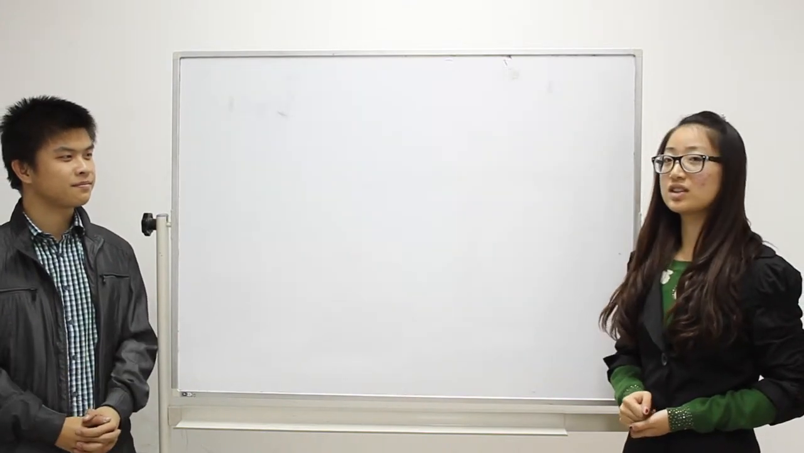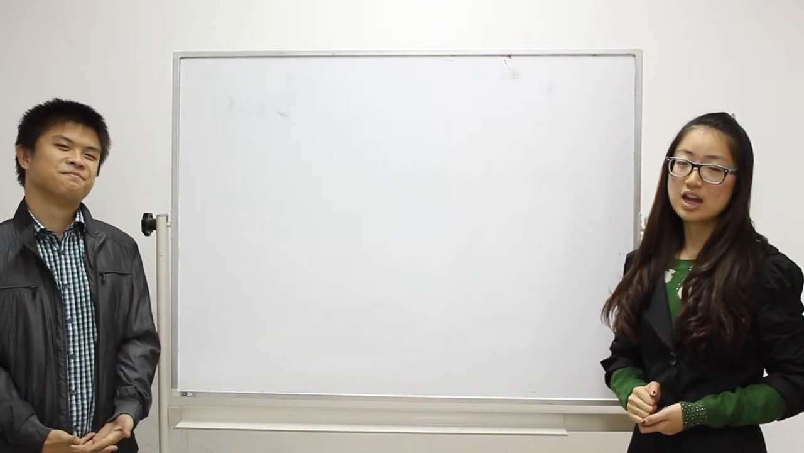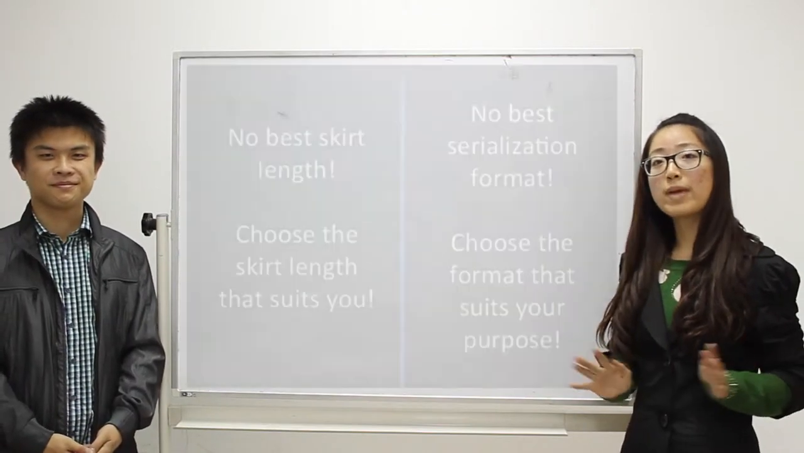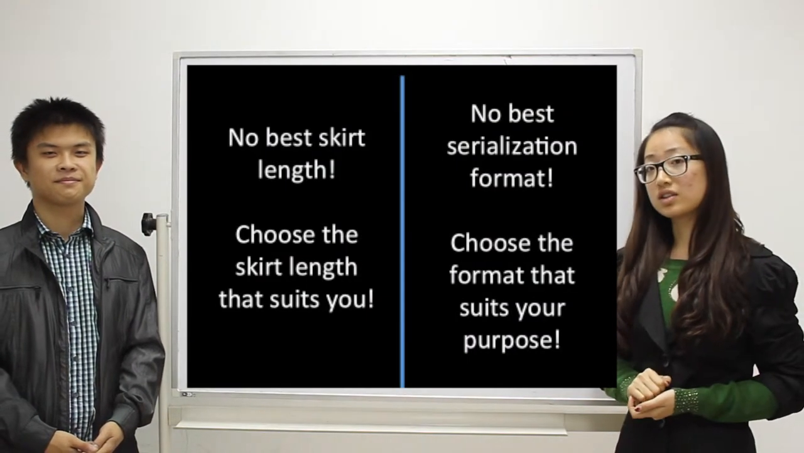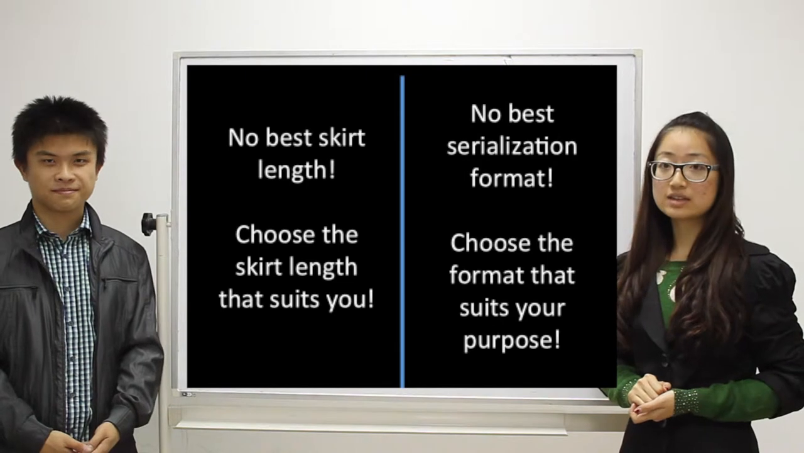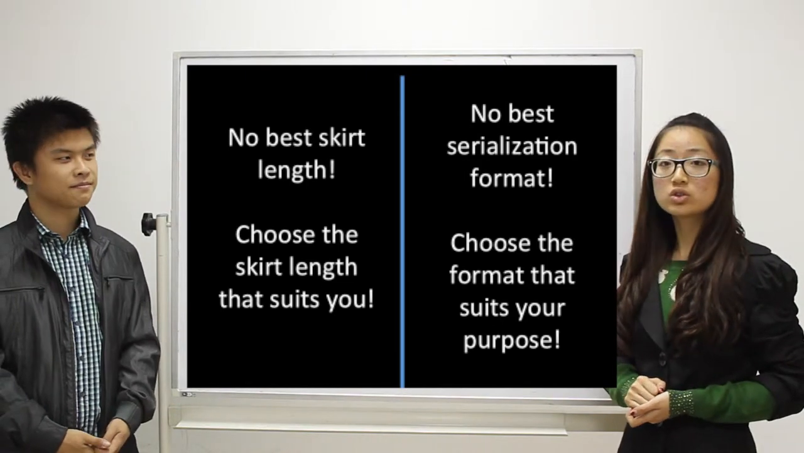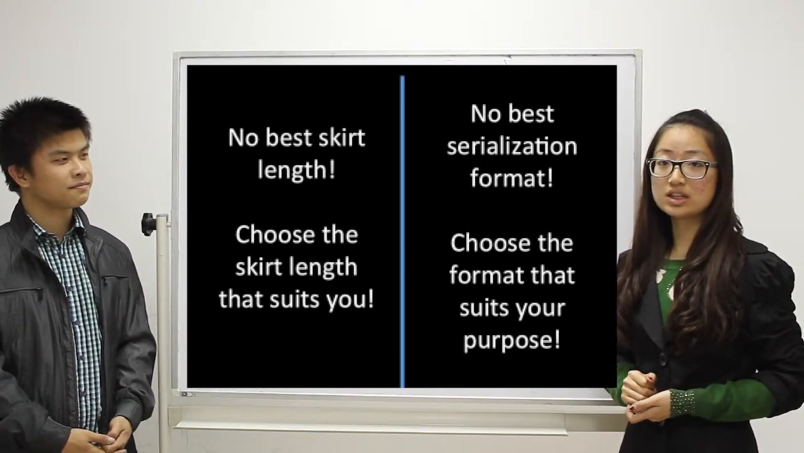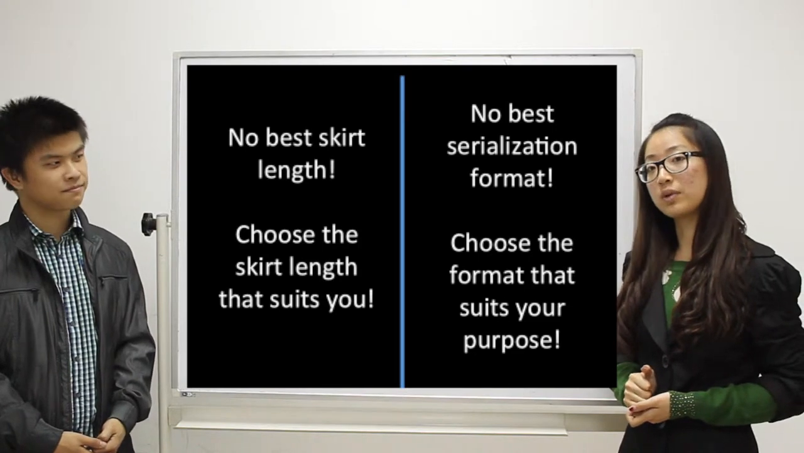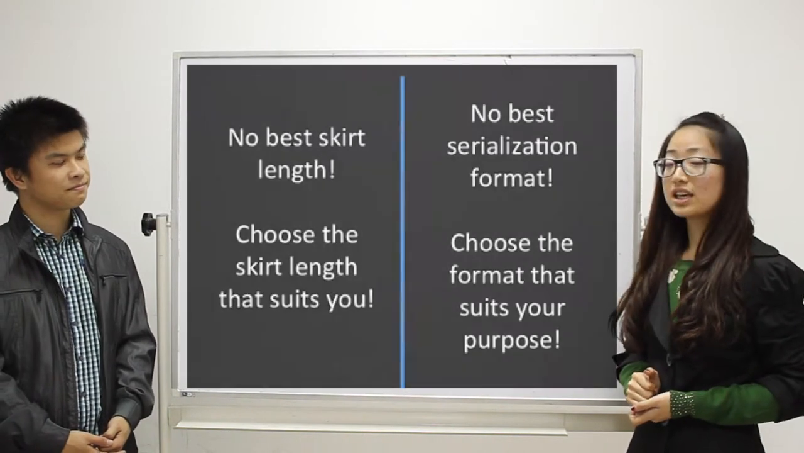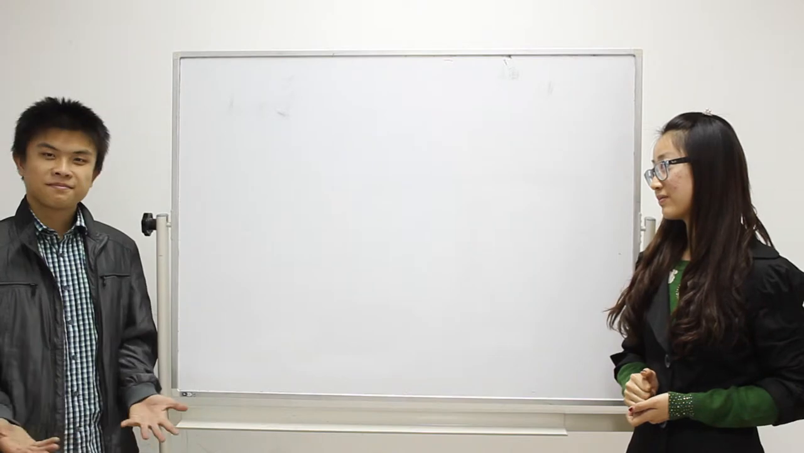Okay, I think it's enough about girls' skirts. The point is that there's no best skirt length. Just as a girl wears a skirt with the length that best suits her, we should choose either XML or JSON depending on which best suits our ends. So now, can we go back to our lecture?